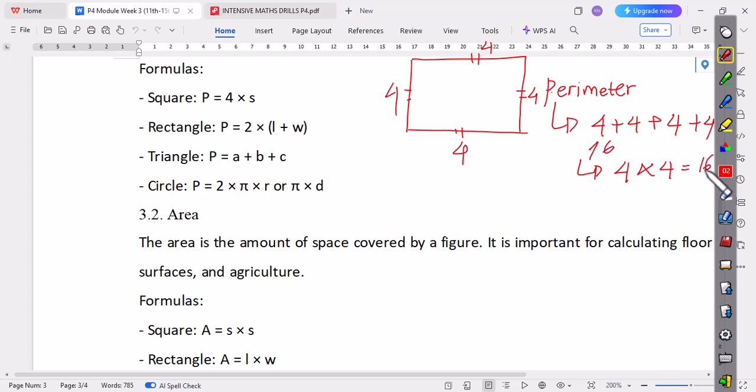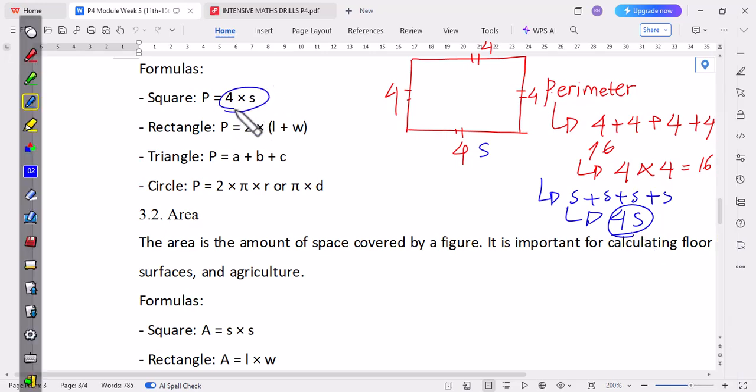So if we do not know the length, let's say this is S, the perimeter must be S plus S plus S plus S, or 4S. So this is how to get the formula. Okay. Next, the rectangle.